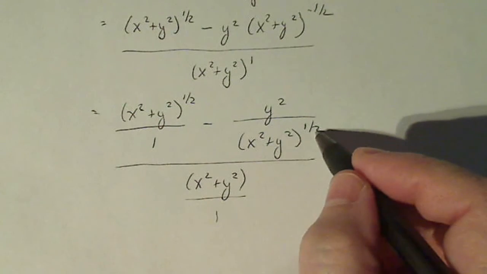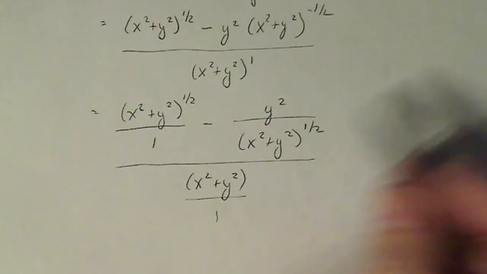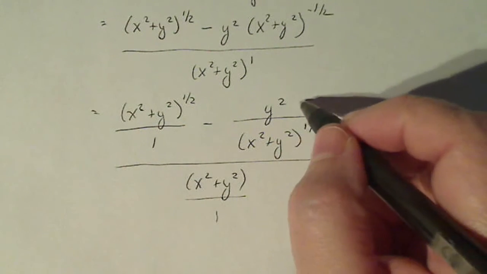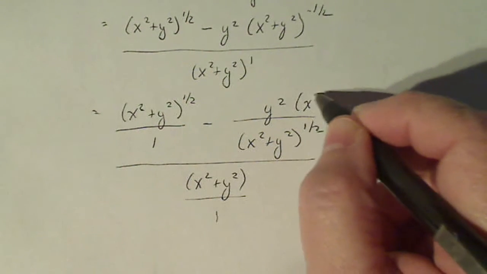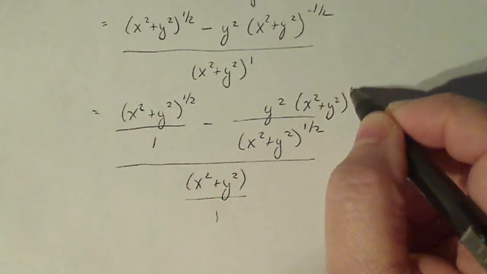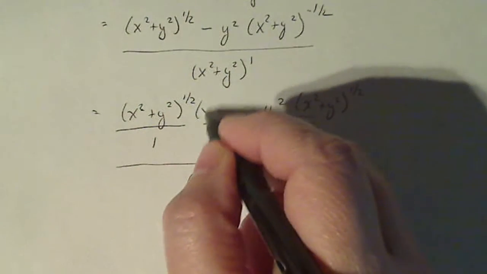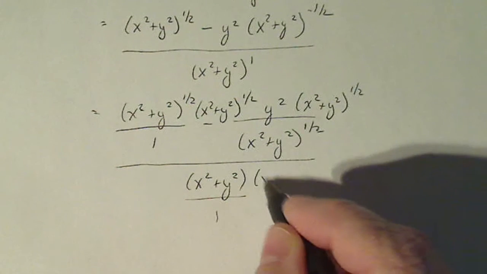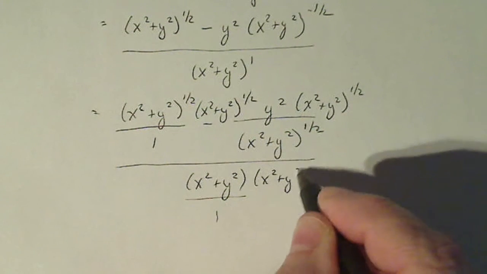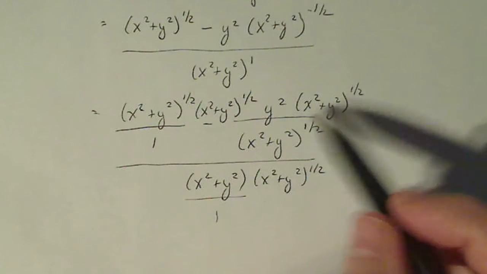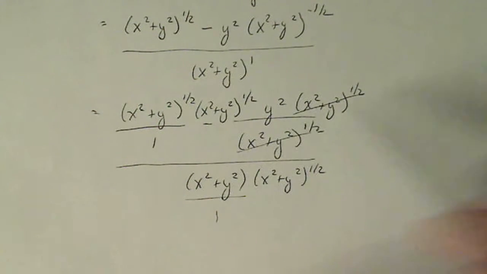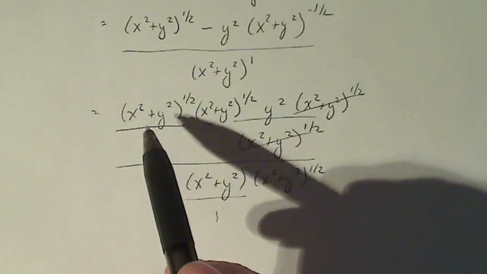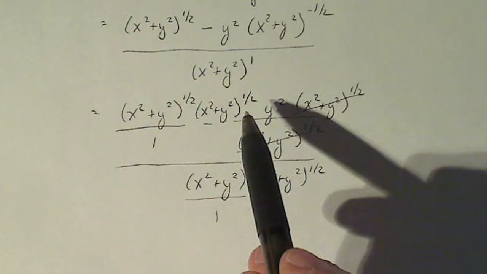Now looking through these three denominators, I see the common denominator is x squared plus y squared to the 1/2. So I'm going to multiply each term by x squared plus y squared to the 1/2. Now this guy cancels, and that's the whole reason why I did it. The product of these two guys here is actually x squared plus y squared to the first.